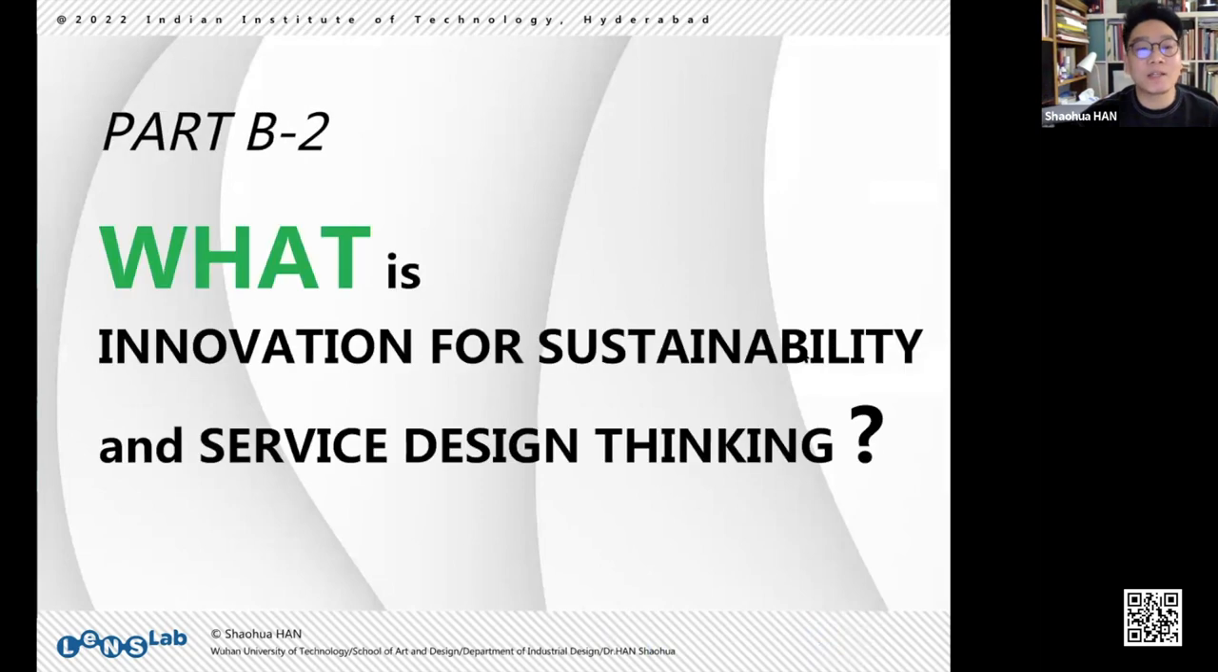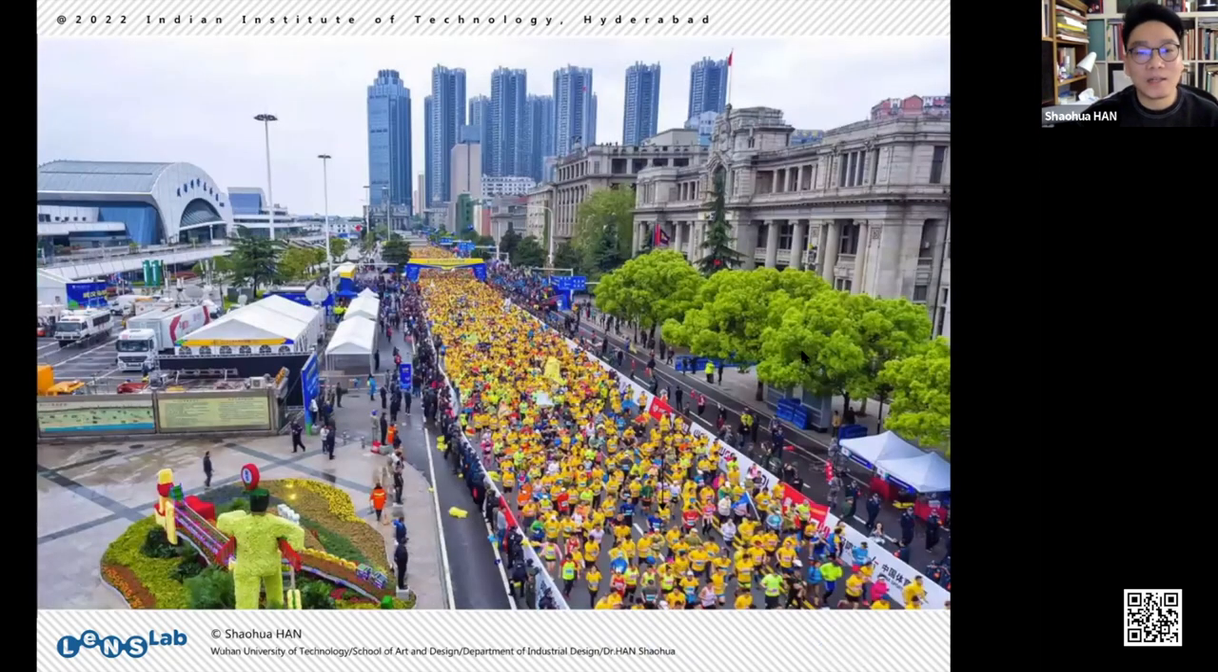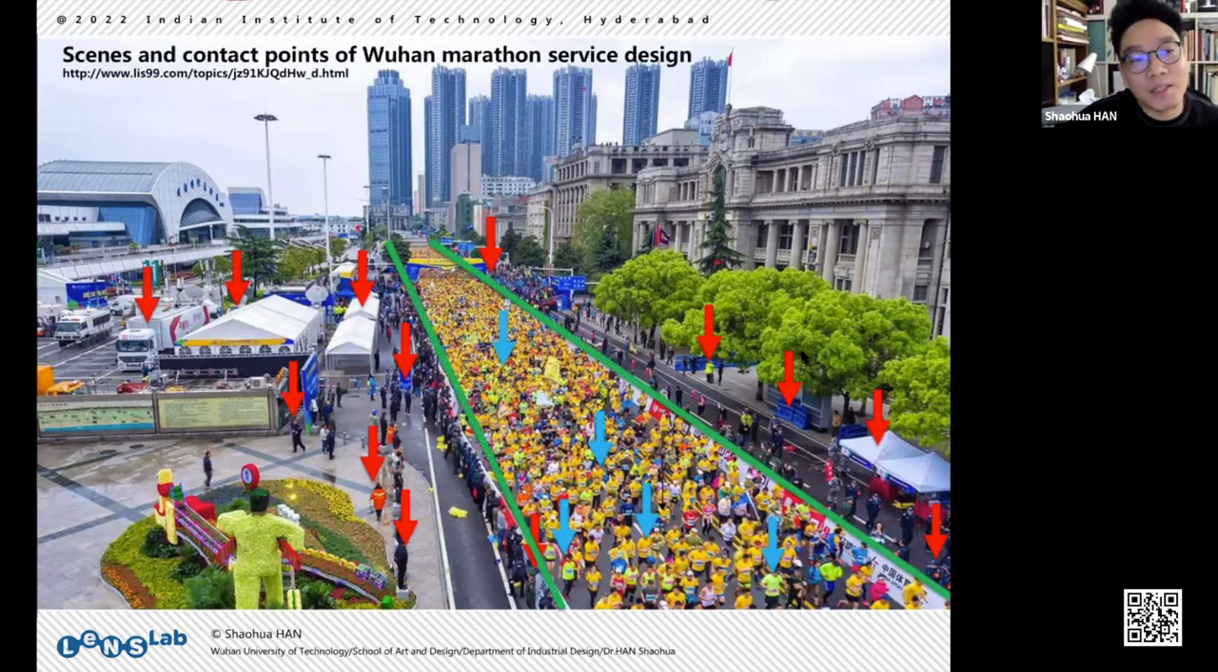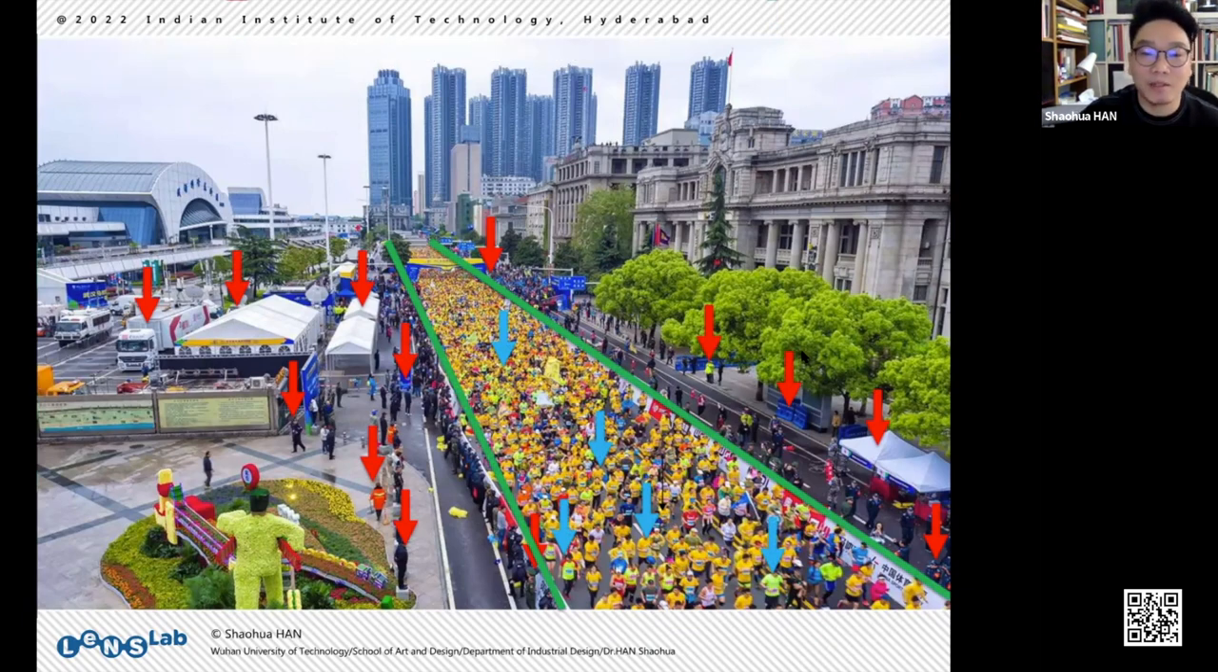So let's come to the second part. What is innovation for sustainability in service design thinking? Let's come to this picture. I miss this picture. It's Wuhan, and we haven't had this kind of big event for years because of COVID-19. This shows the scenes and the touch points of the Wuhan Marathon service design. Let's go back a little.